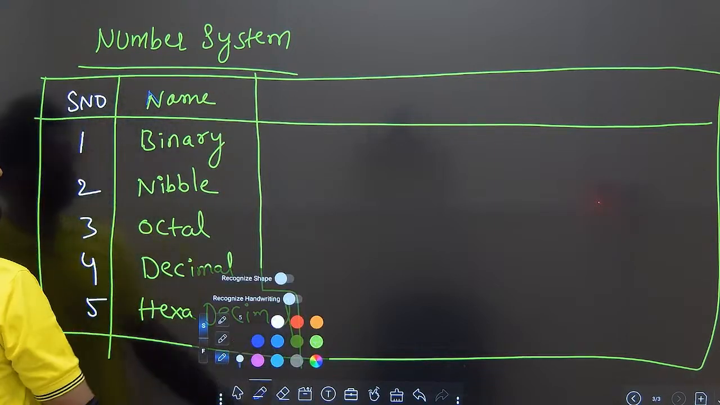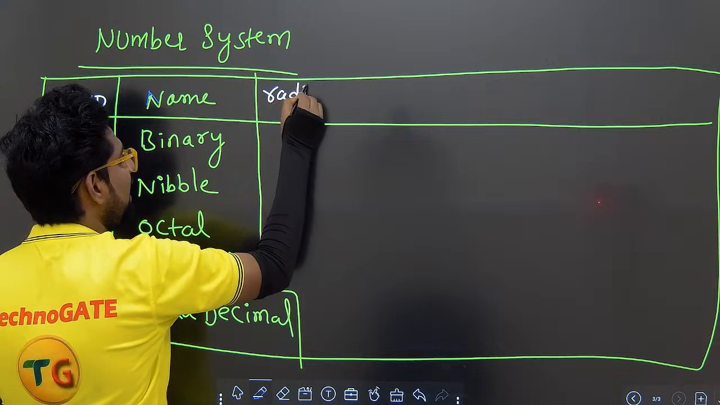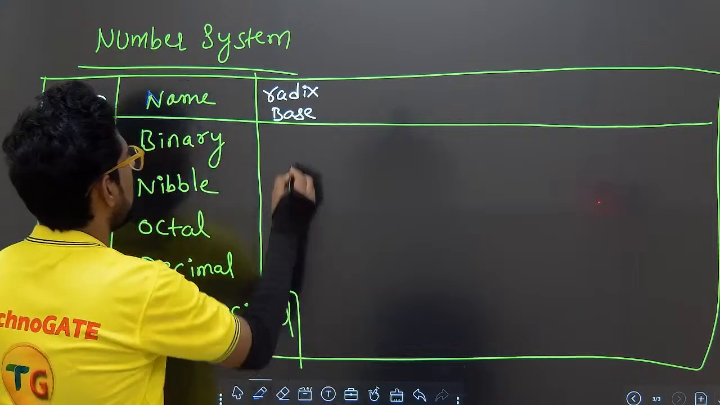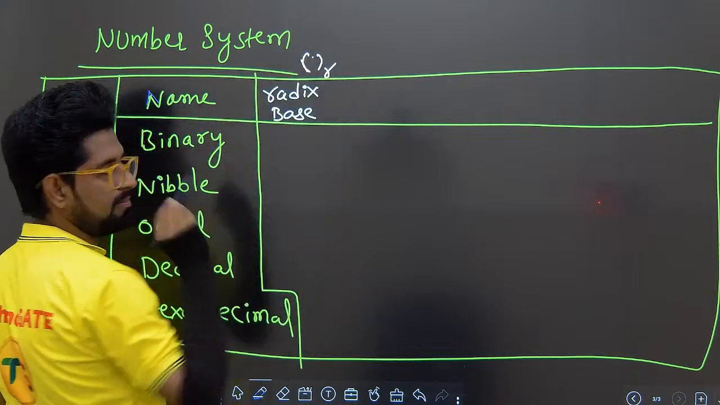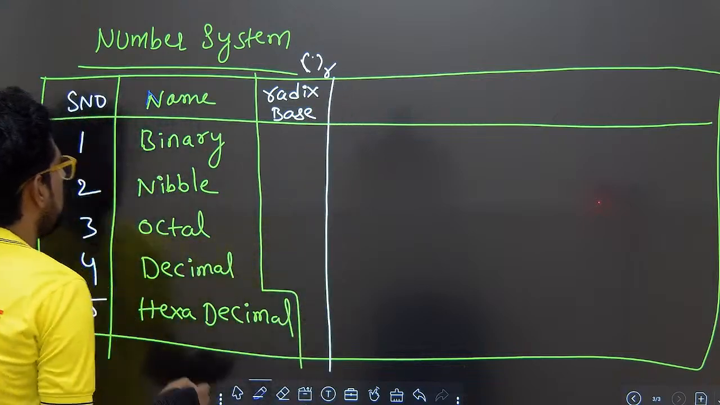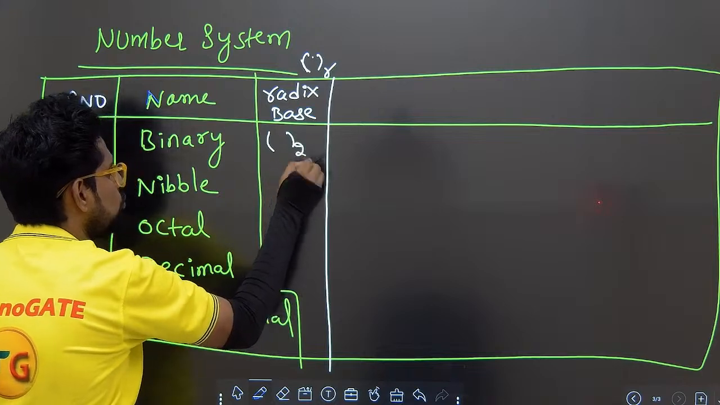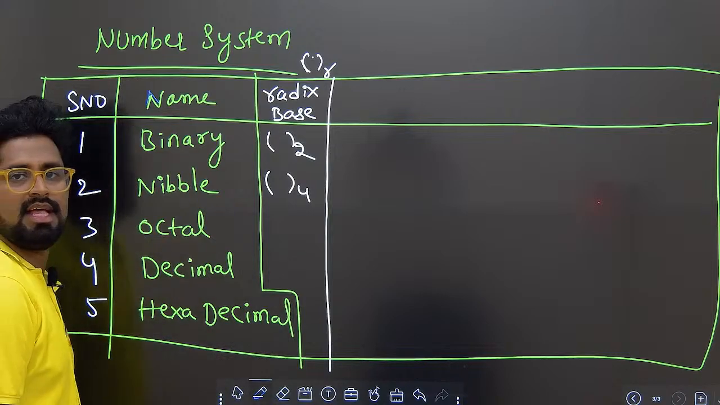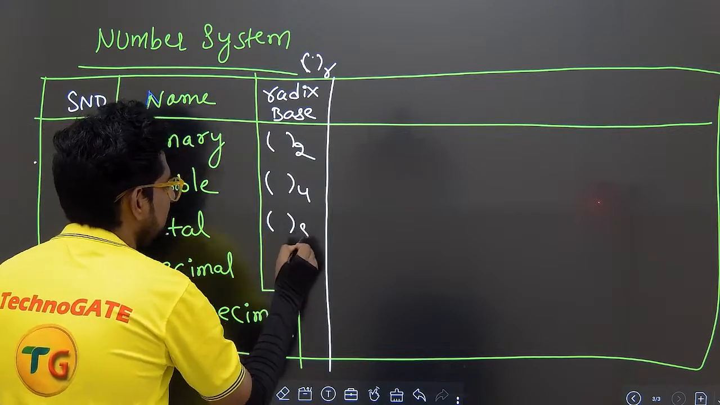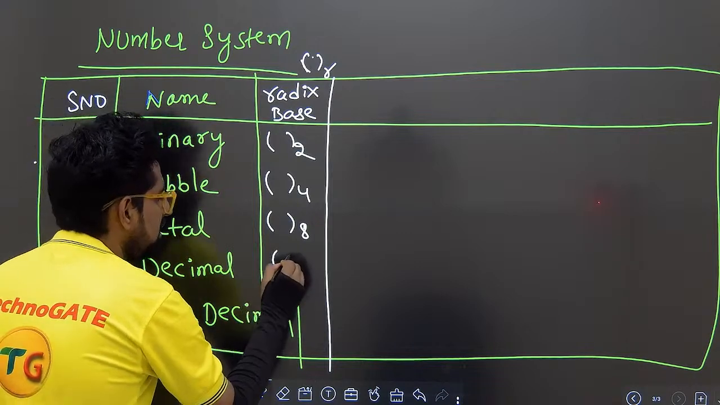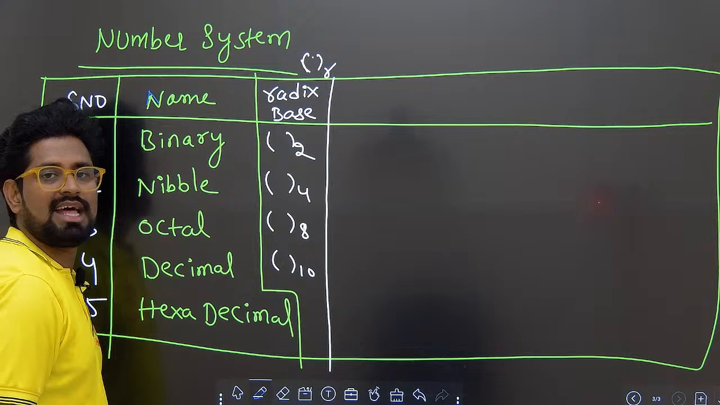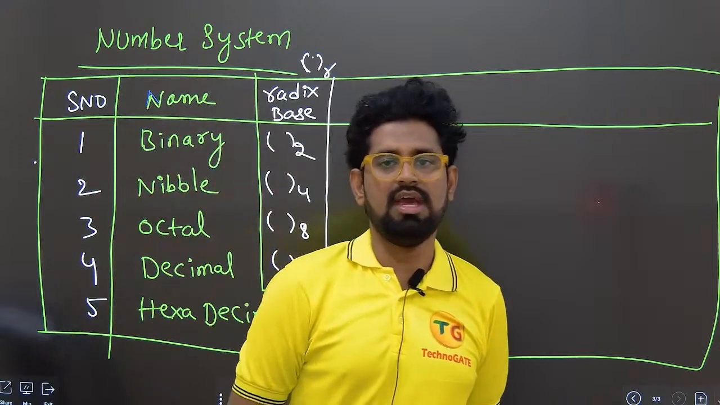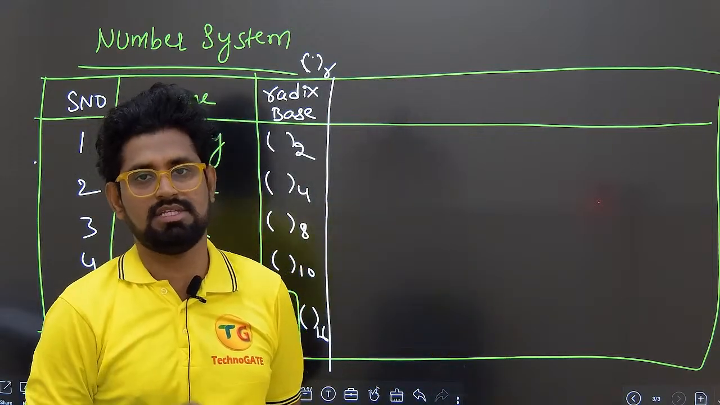Then next I am going to write its radix. Radix is also called as base, which is generally denoted with R, base R. So the radix of binary number system is base 2. The radix for nibble number system is base 4. The radix for octal number system is base 8. The radix for decimal number system is base 10. The radix for hexadecimal number system is base 16. So these radix, the base, is very important.